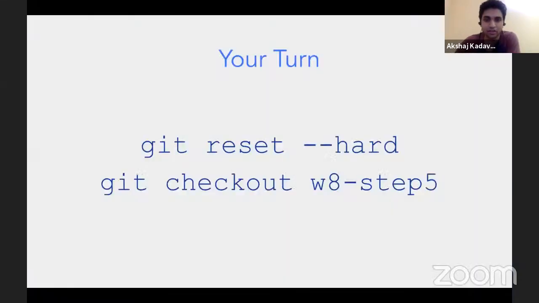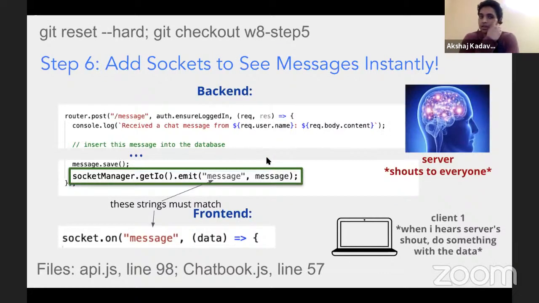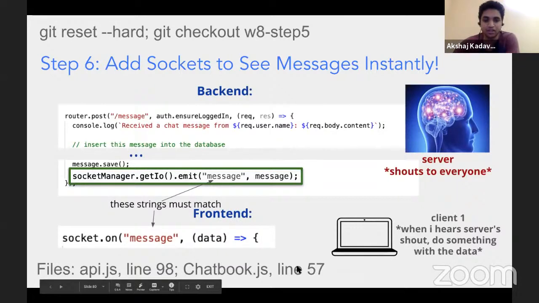I can show you the next slide. So step 6 is going to be add sockets to see the messages instantly. I put the line numbers that you will have to change here. There are 2 instances in the code that you'll have to change. One is the shouting, when the server shouts to everyone. And the other is the listening from the client.